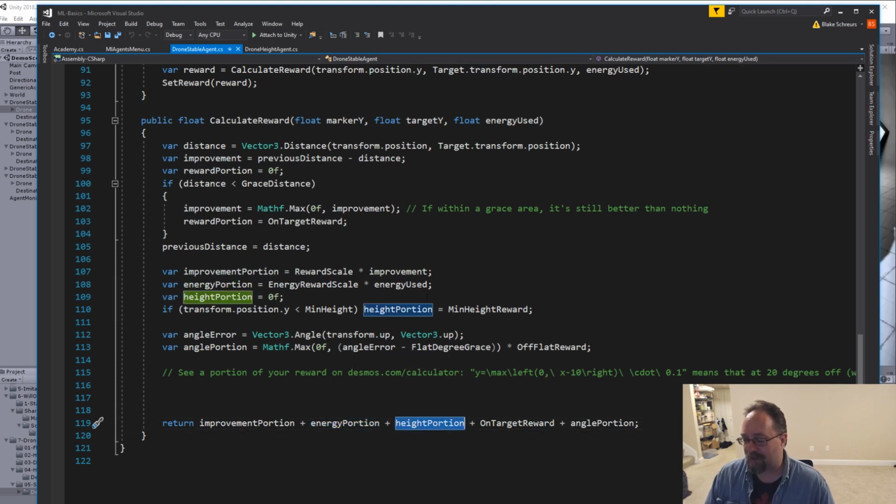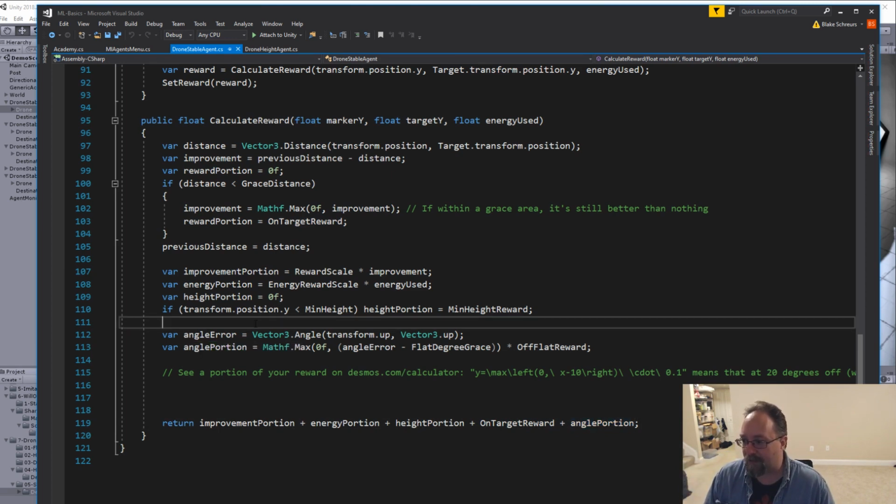The height portion, again, if you are under the minimum height, then you get a penalty, and so that's what that's about. And then the on-target reward, you get a bonus, so you get points for getting closer and closer and closer, and then you get a bonus for actually being on target. And then the angle portion, again, you get a penalty if you are too far up, right?